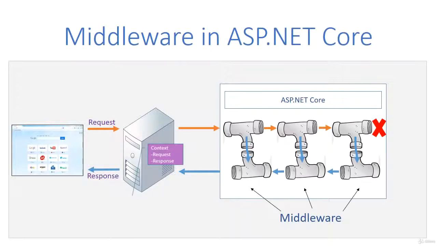This is a very simplified version of how the request works. When the request comes into the server, it accesses the core framework and puts the request into the context. The context gets passed along the middleware, and if the middleware has a response along the way, it will attach that response to the context object and then pass that context object back through the pipeline to the server, and then the server sends the response back to the browser.